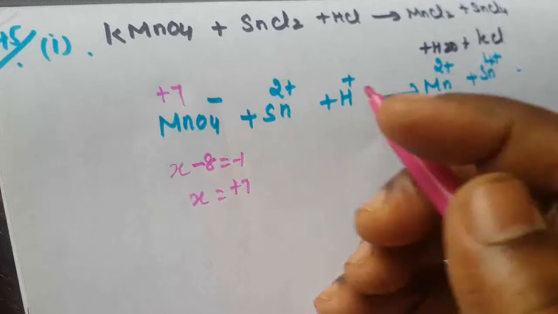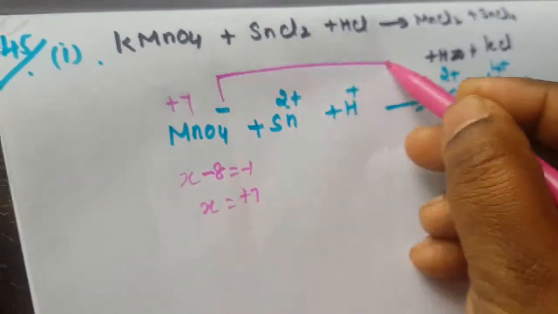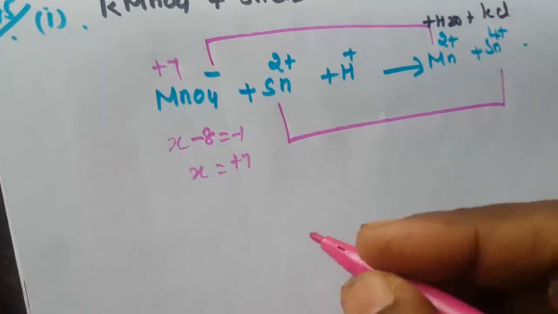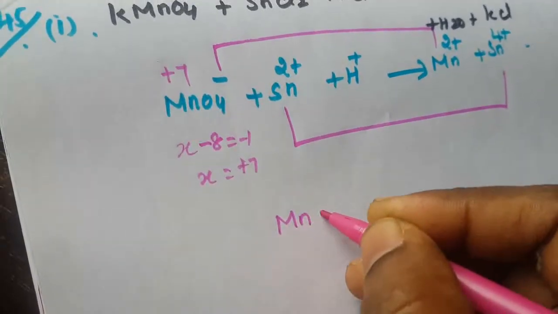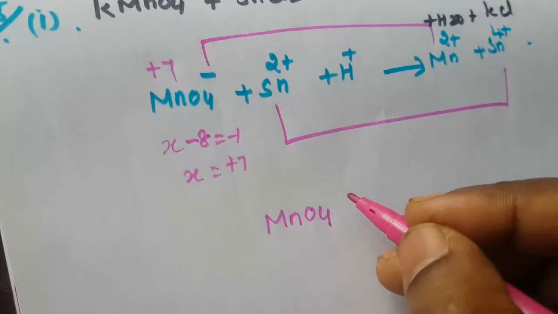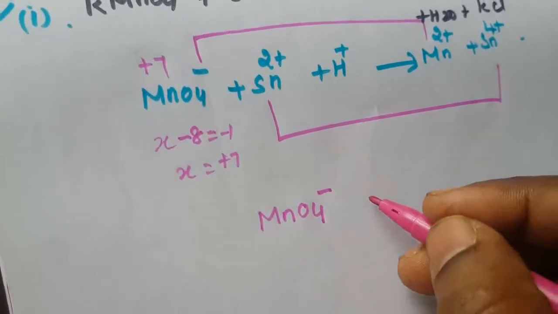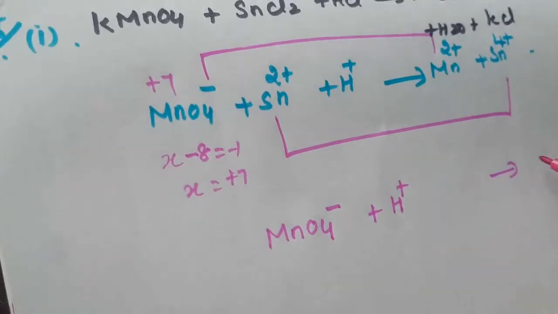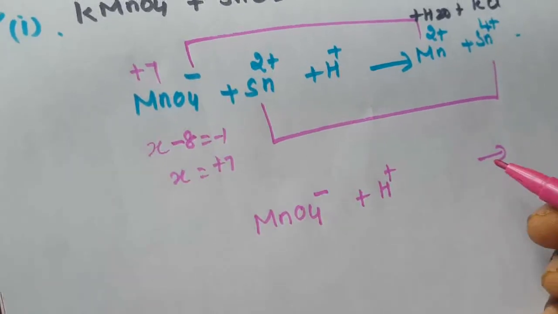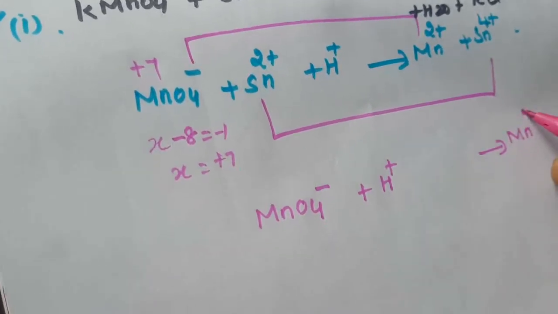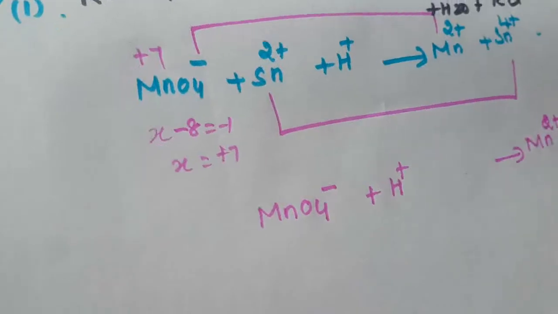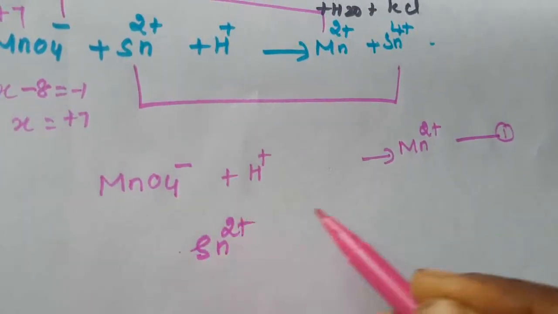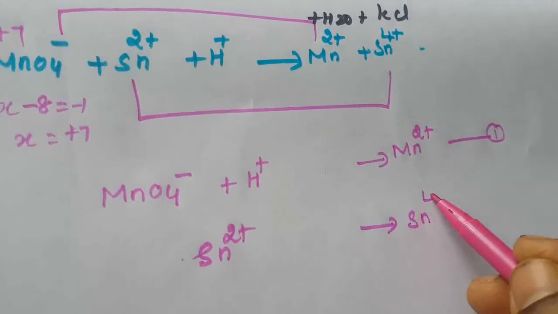So first you write the two half equations. So what are the two half equations? This is one equation. This is another equation, right? So first one is MnO4 minus then H plus gives Mn2 plus. This is one equation. This is first equation. Second equation: Sn2 plus gives Sn4 plus.